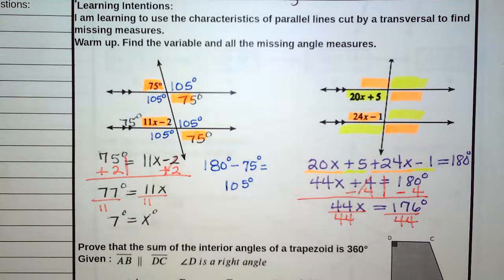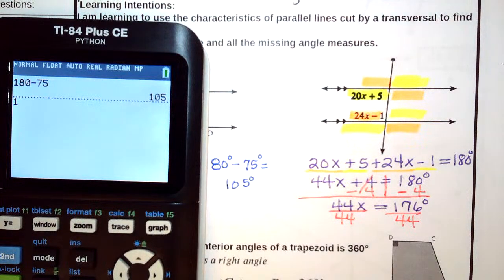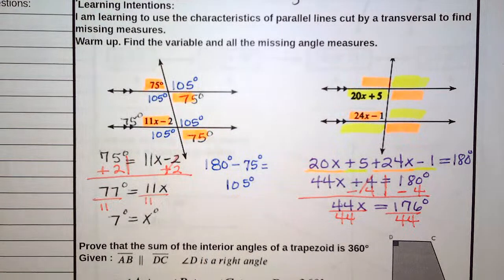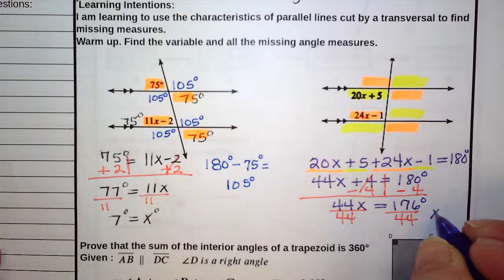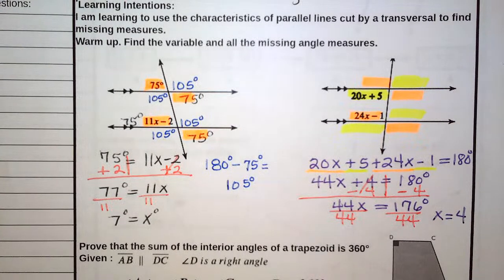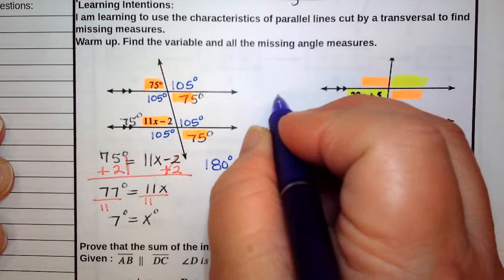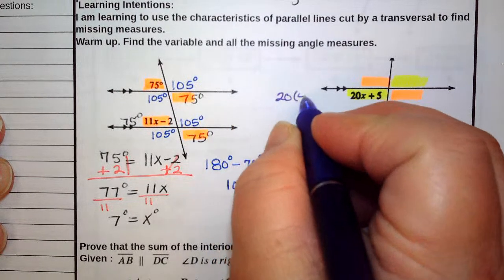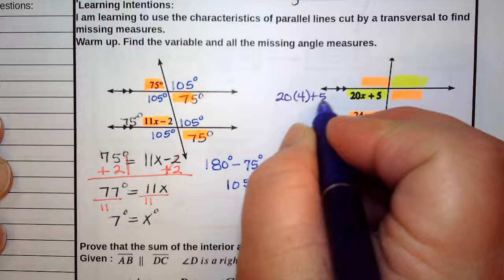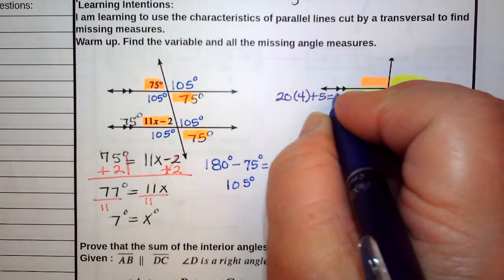Now, I'm not even going to try to do that one in my head. 176 divided by 44, and I get 4. X is equal to 4. Okay, so I think I will find this one first. X is equal to 4, so this becomes 20 times 4 plus 5. 20 times 4 is 80. 80 plus 5 is 85.